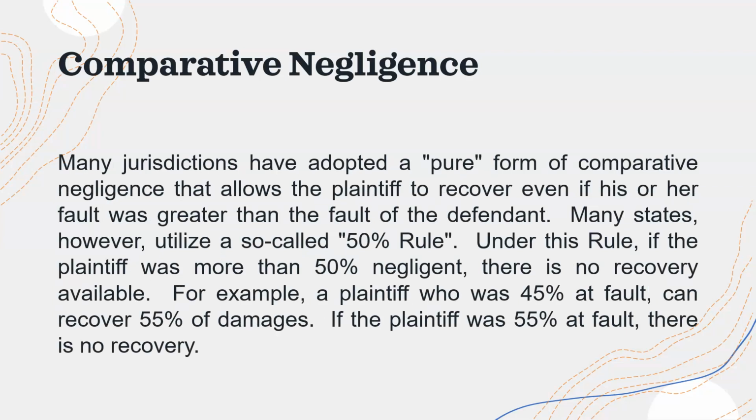Many jurisdictions have adopted a pure form of comparative negligence that allows the plaintiff to recover even if his or her fault was greater than the fault of the defendant. Many states, however, utilize a so-called 50% rule. Under this rule, if the plaintiff was more than 50% negligent, there is no recovery available. For example, a plaintiff who was 45% at fault can recover 55% of damages. If the plaintiff was 55% at fault, there is no recovery.